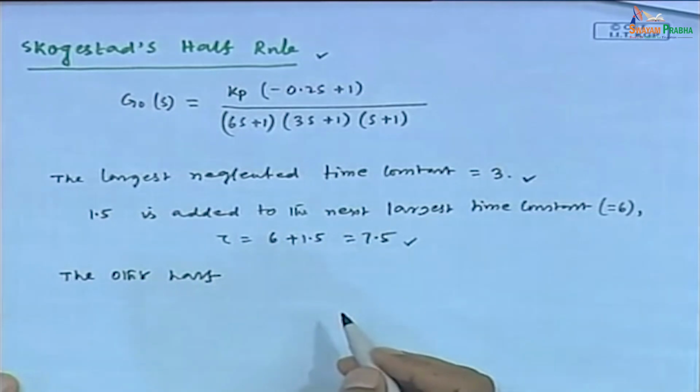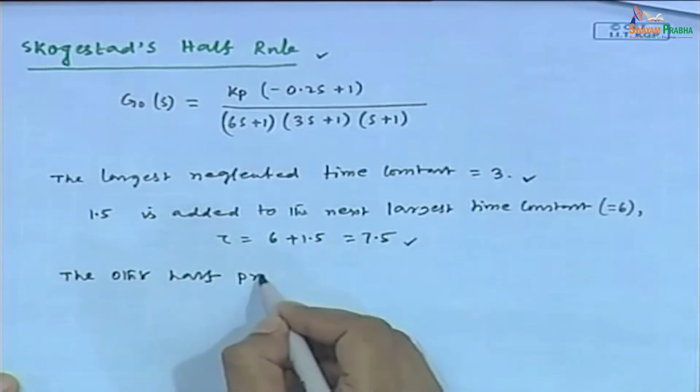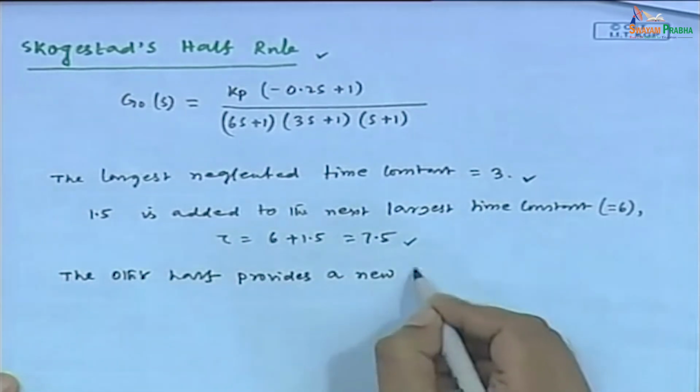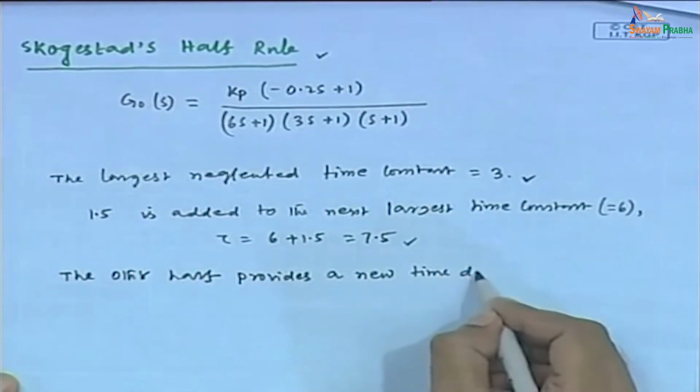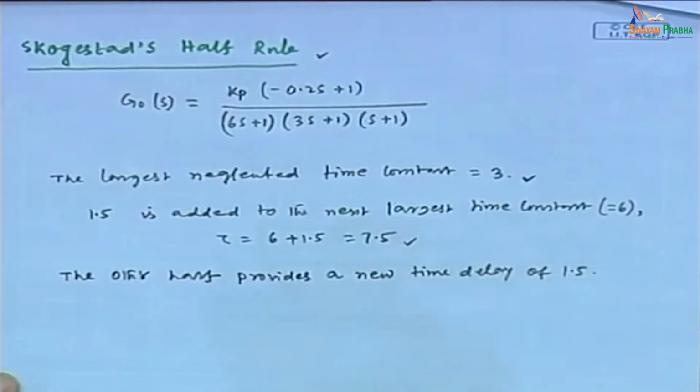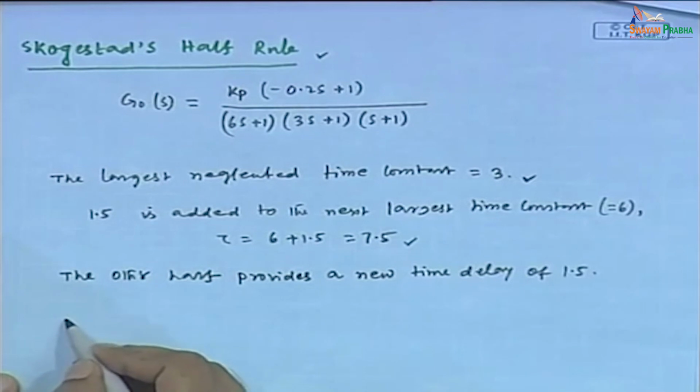Fine. The other half provides a new time delay of 1.5. That means another half is considered as time delay, that will be added within the exponential term. Then what will be the reduced transfer function?